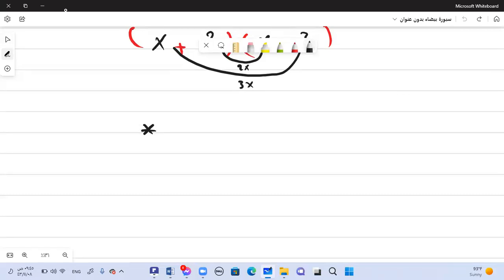Case number 2. Yes, I will tell you now. Another case, if we have a, sorry, without a. X squared plus bx minus c. This is the second case. Okay. X squared plus bx minus c.